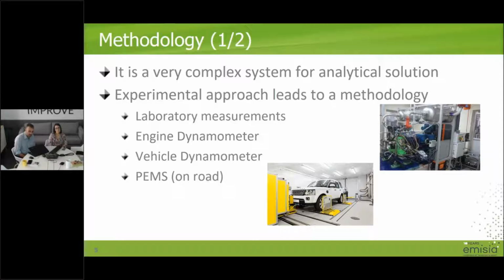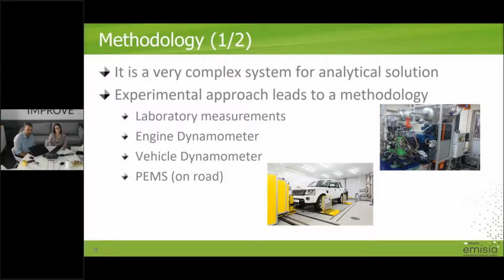What we do is we use an experimental approach. We get the results, and these results are then transformed into a methodology. Where do we do these measurements? We do laboratory measurements, we do engine dynamometer measurements, vehicle dynamometer measurements. The difference between those two is that an engine dynamometer is one to which you only attach an engine and make the measurements, while with a vehicle dynamometer, you get the whole vehicle, and that's the bottom picture in this slide.